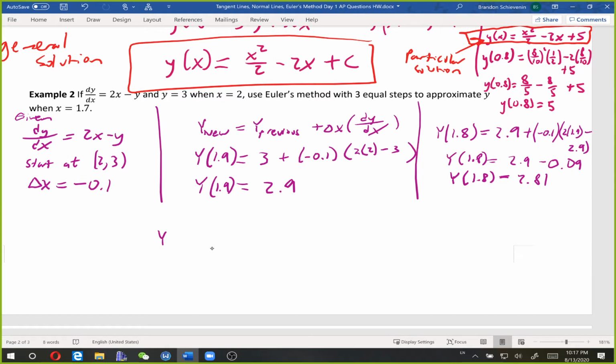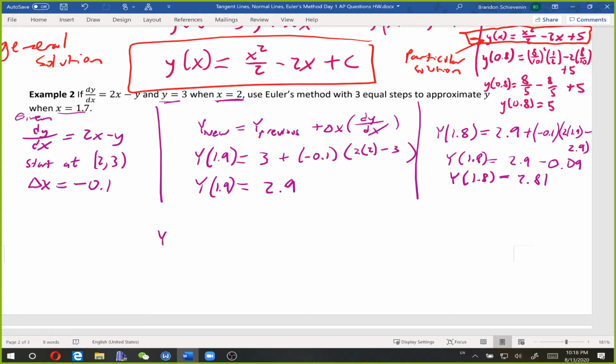So for this first step, in order to get from x equals 2, with 3 equal steps to x equals 1.7, my change in x for every step should be minus 0.1. If I do that 3 times, then I'll get to x equals 1.7. So this first step, I went from my previous y value of 3 plus my change in x of negative 0.1 times my differential equation, 2x minus y, where our previous x and y were 2 and 3, so that's 2 times 2 minus 3 is 1. 1 times our change in x of negative 0.1 is negative 0.1 plus 3 is 2.9. And we did that same thing again.